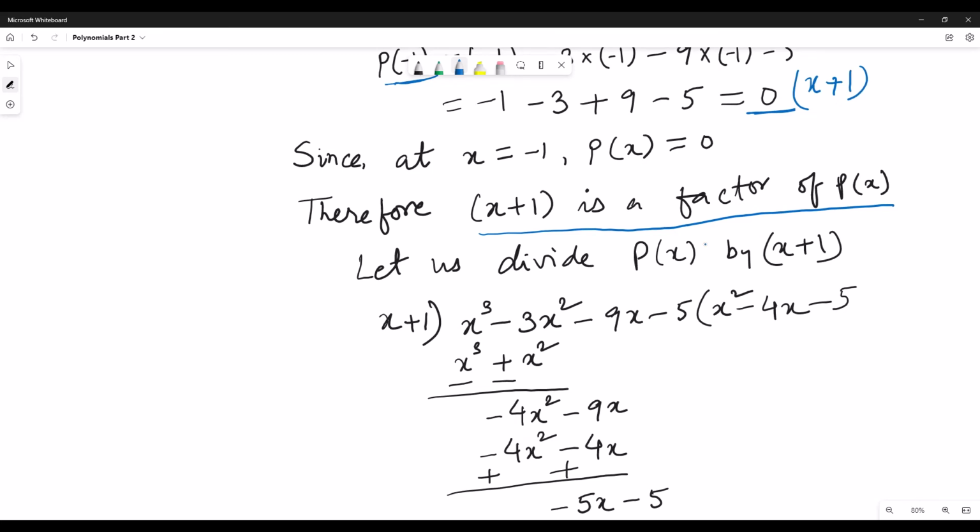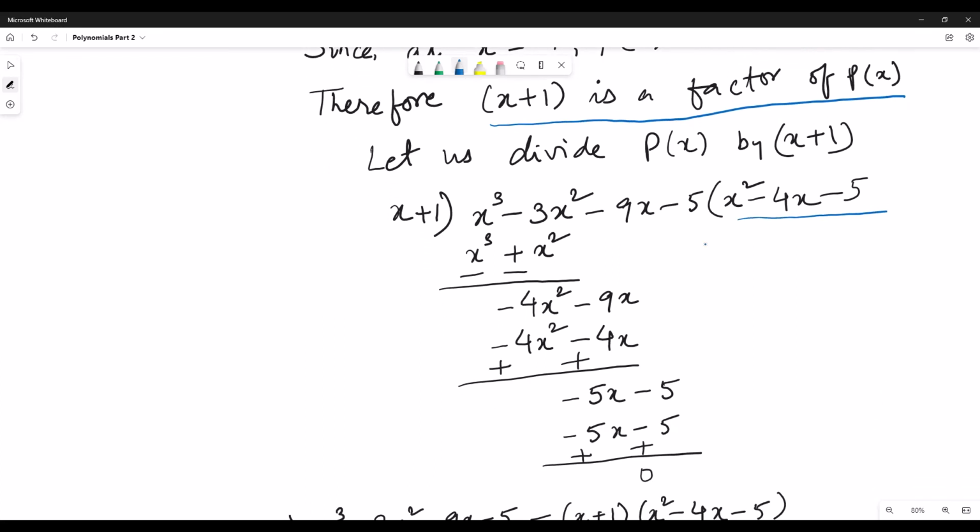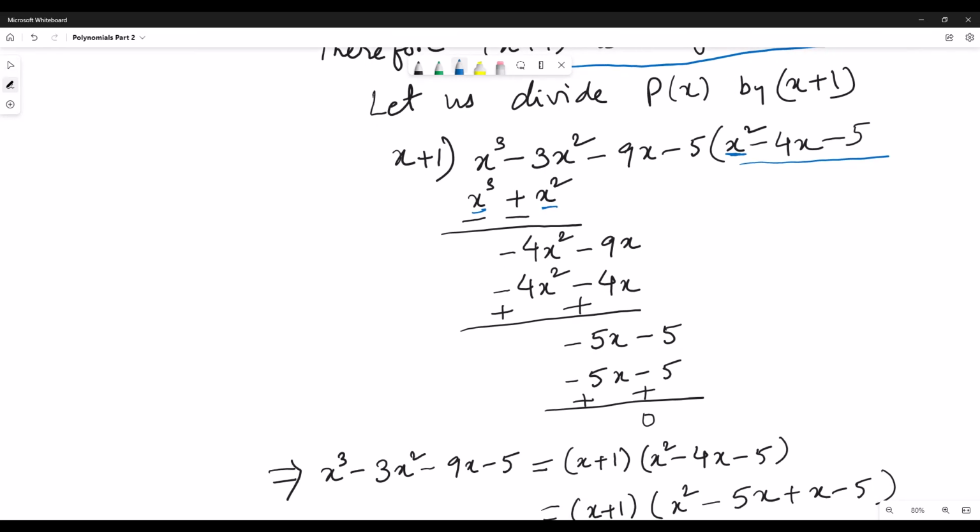So by actually dividing, we get this. You should learn how to divide it, like x cube. First we have to make the x cube 0. So x multiplied by x square becomes x cube. So x cube plus x square, then you have to subtract it, so the sign will change. So minus 3x square minus x square, that is minus 4x square. Next when you divide, you have to make it 0, so you have to multiply with minus 4x.